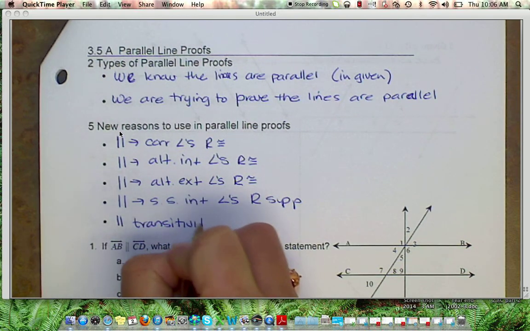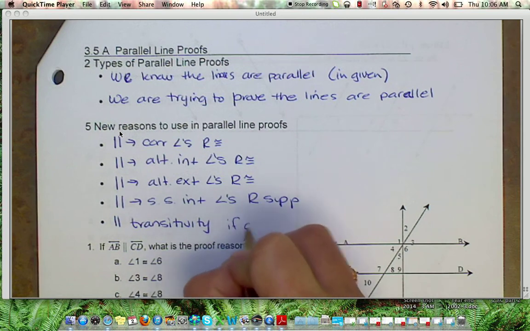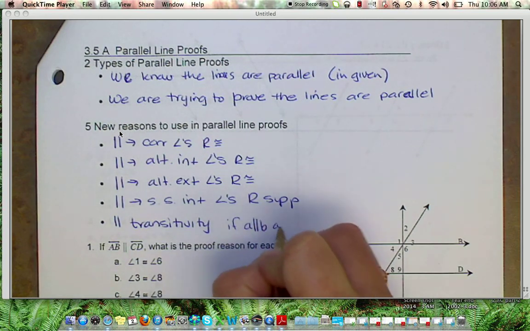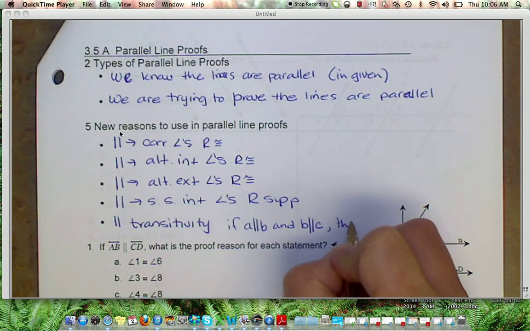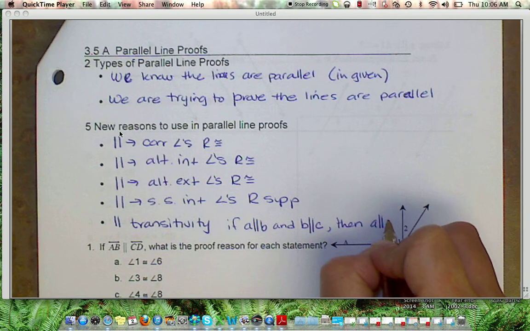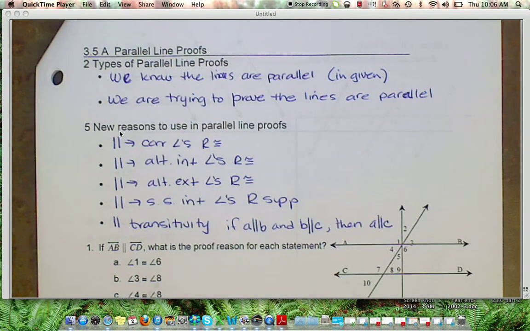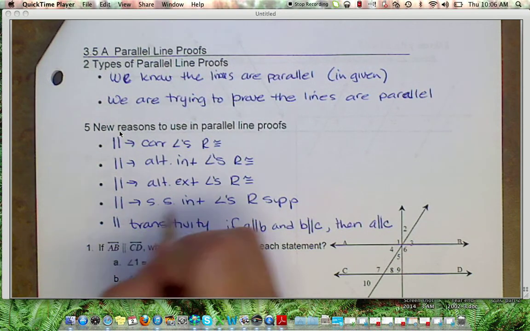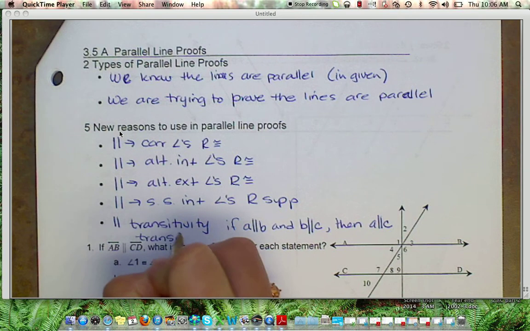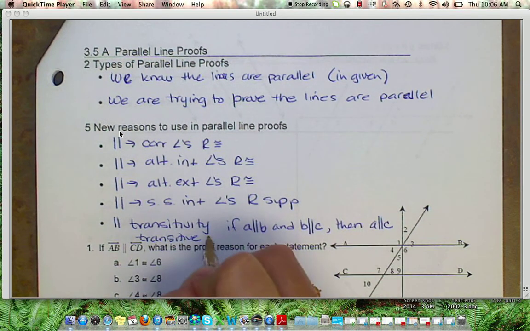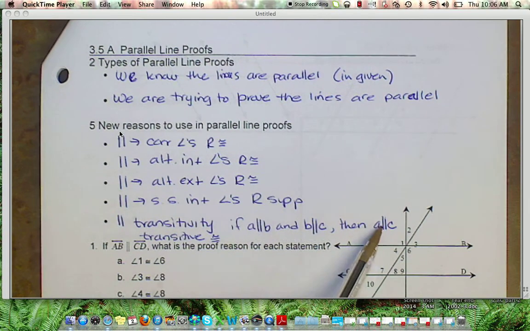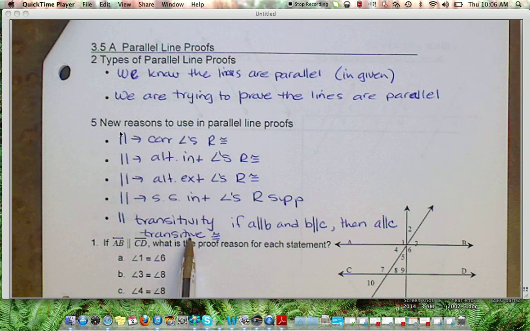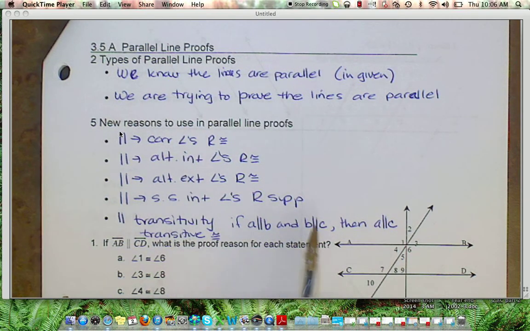transitivity, which says if line A is parallel to line B and line B is parallel to line C, then A is parallel to C. So it's similar to regular old transitivity, but regular transitivity, plain old transitive, is congruence. Parallel transitivity says the lines are parallel. So we're still going to be using regular old transitive a lot. This one we will only see once or twice.